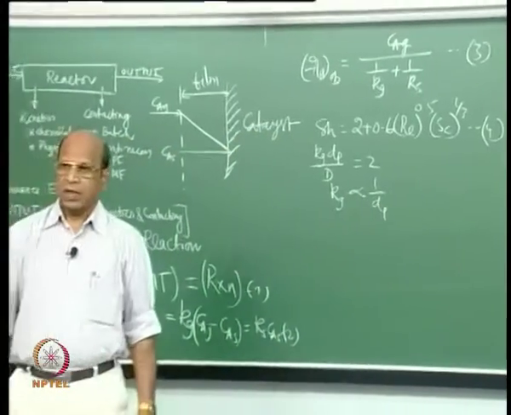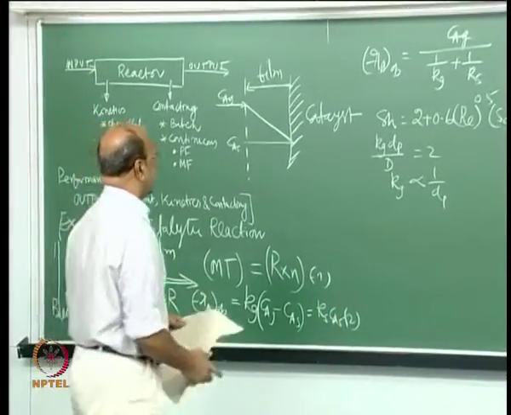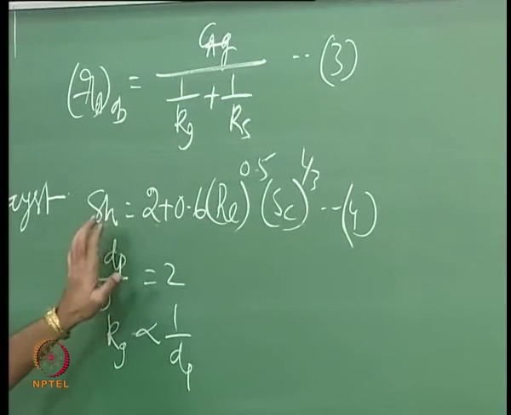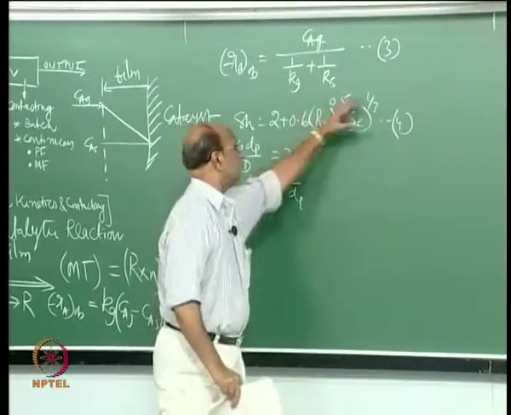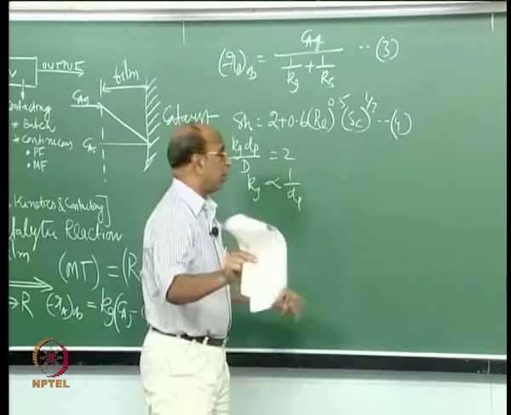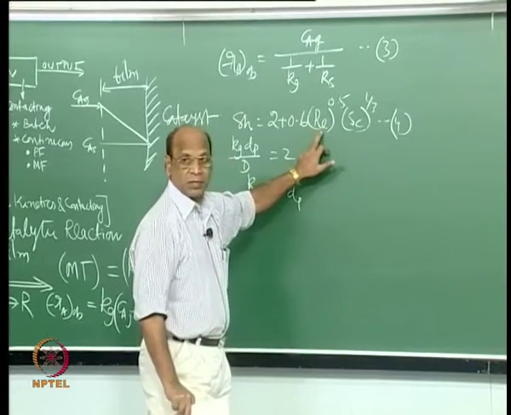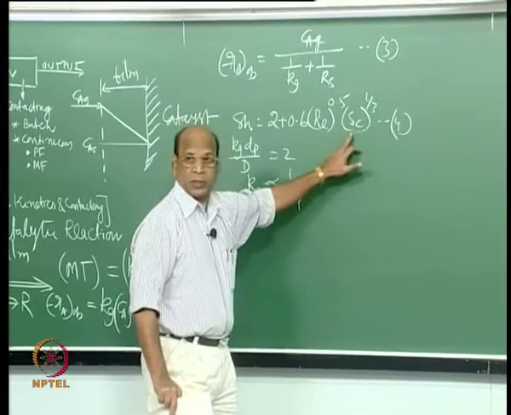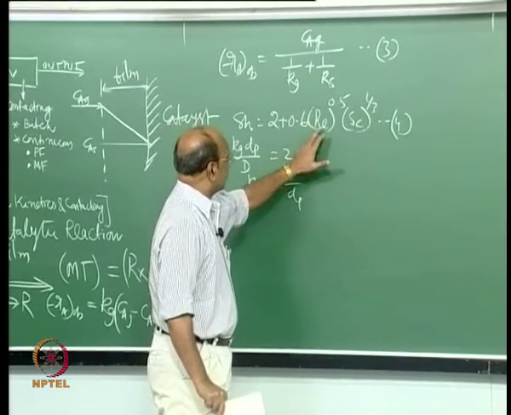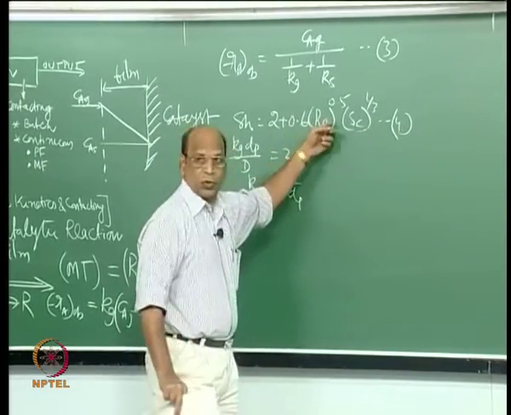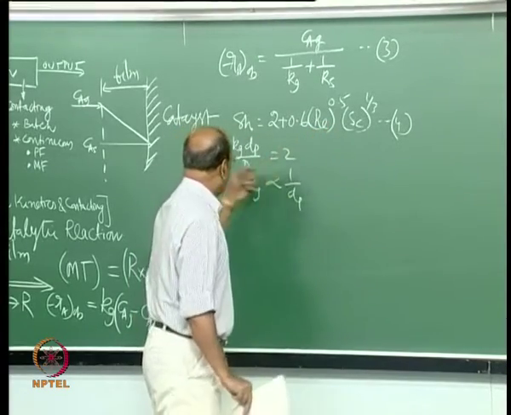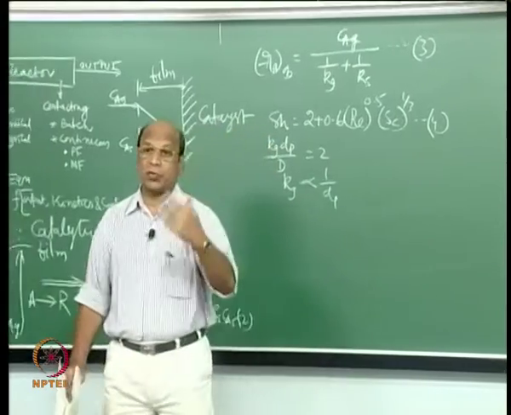Similarly, I can also say that now I have large Reynolds numbers. Now 2 can be neglected when compared to this product. Remember here also you have dP, and the Schmidt number, of course, also has dP. So this is dP to the power of half, 0.5. From that also you can find out how kg is varying with dP.